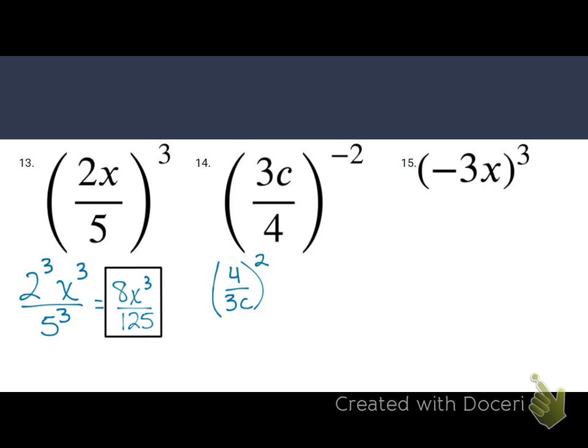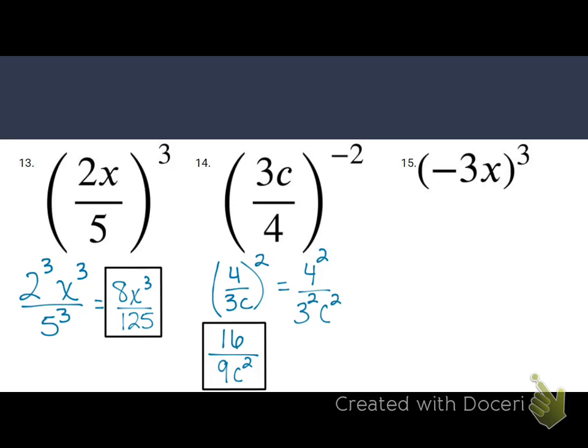Now, everything in those parentheses gets what power? 2. Power of 2 squared, second power. So the 4 gets squared, the 3 gets squared, the c gets squared. 4 squared is 16, 3 squared is 9, and c squared. There is another way of doing that problem. You could give the -2 to everything as a power, and then you could rearrange everything. In my opinion, it's easier to make your exponent positive as soon as you can.